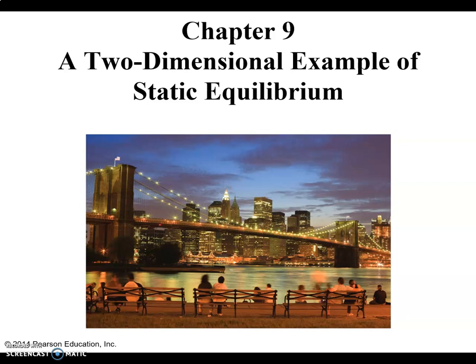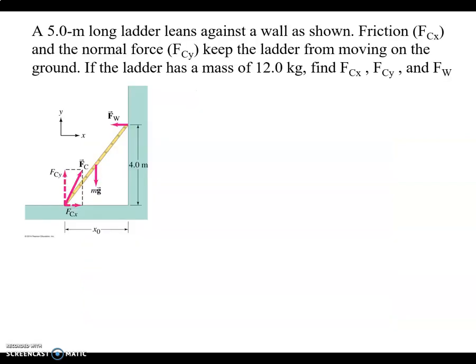Let's look now at a more complicated example of static equilibrium. Here we're actually going to be looking at a problem that involves two dimensions. Here's the problem. You have a 5-meter long ladder that leans against a wall, pictured here in the figure. We have friction and the normal force, which keep the ladder from moving around on the ground.